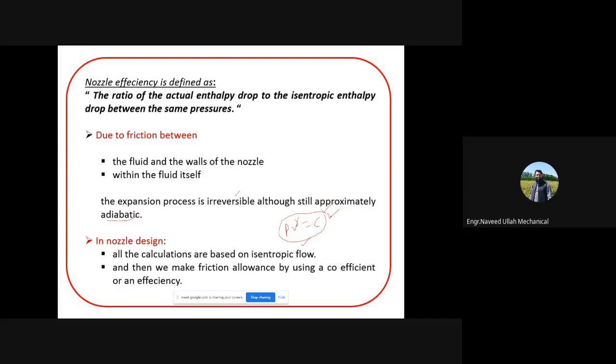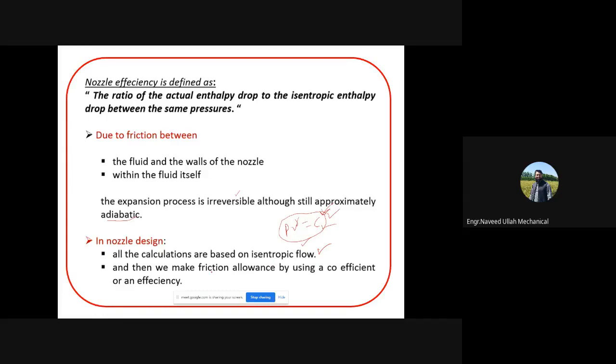But if you want to put more precision into your calculation and your analysis, then you carry out your analysis based on this isentropic process. Lekin phir kya kare aap? After that you can include this nozzle efficiency to make the calculation precise. Theek hai, तो इसलिए हम यहाँ पे लिखा भी शायद है, all the calculations are based on isentropic flow. Why? Because it makes the process very simple. ठीक है, because if you have this isentropic process, then you can relate temperature ratios to pressure ratios and similarly velocity ratios to pressure ratio etcetera. So you need to know about the process that is taking place inside the nozzle.